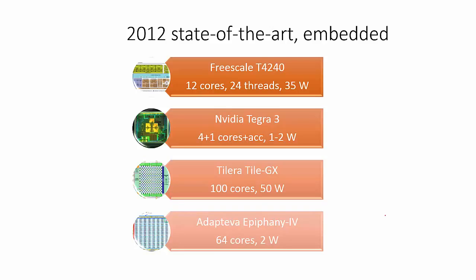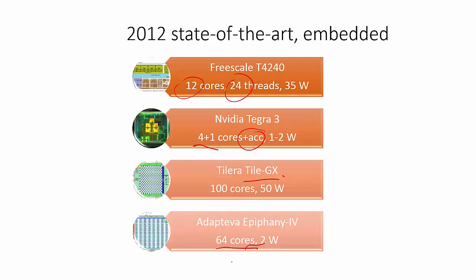For instance, the Freescale T4240, 12 cores, also with multiple hardware threads. NVIDIA Tegra 3, and there is now Tegra 4 as well, which has 4 ARM cores plus a very low power, low performance core, and then some accelerator, heterogeneous computing. We have the Tilera TILE-Gx with up to 100 cores, and we have the Adapteva Epiphany, which is another kind of embedded processor with 64 cores.